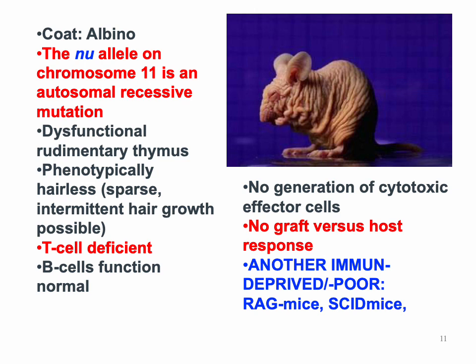The nu allele on chromosome 11 is an autosomal recessive mutation, spontaneous, of course. A dysfunctional rudimentary thymus, phenotypically hairless or sometimes sparse, intermittent hair growth, is characteristic. As I've mentioned, it is T-cell deficient, but the B-cell function is normal. No generation of cytotoxic effector cells, and because they lack a thymus, nude mice cannot generate mature T lymphocytes, and therefore they are unable to mount many types of adaptive immune responses, as follows.